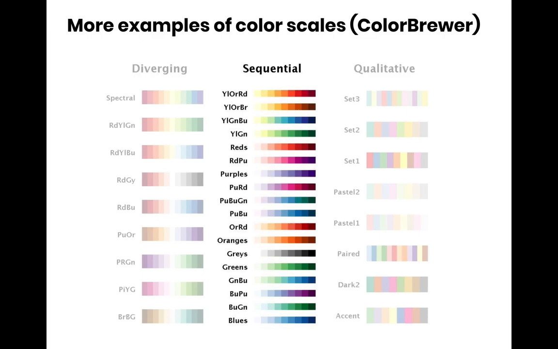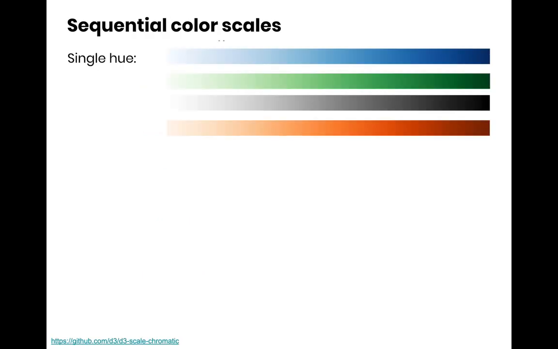Sequential color scales are probably the most simple ones. Here we see examples from Color Brewer. Most of the sequential color scales involve one hue only. So really what we perceive here is a change in brightness from light on one side to dark on the other side. This is good because we are perceptually very sensitive to changes in lightness.